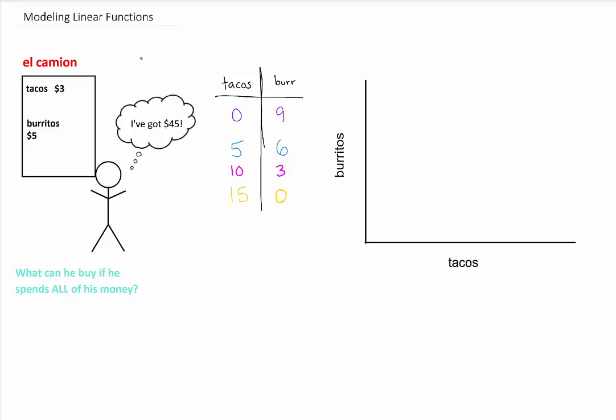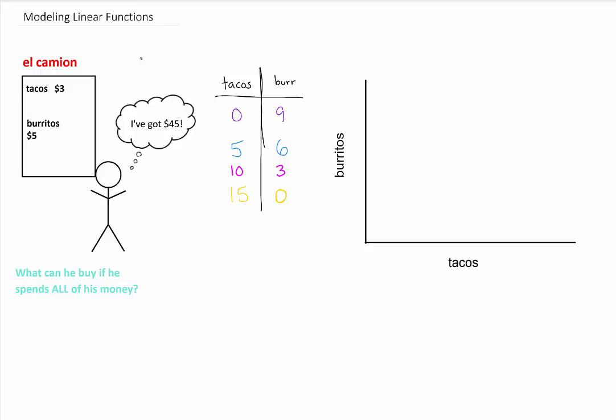Let's imagine that we have a guy headed for a taco truck. $3 for each taco and $5 for each burrito. The question we might ask is, if he's going to spend $45 exactly, how many tacos and burritos did he buy? And it should be pretty obvious right off the bat that there's a lot of different options.